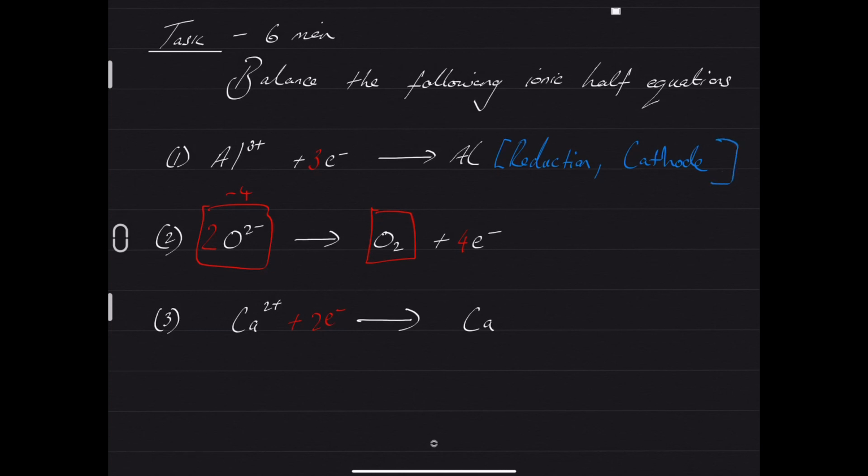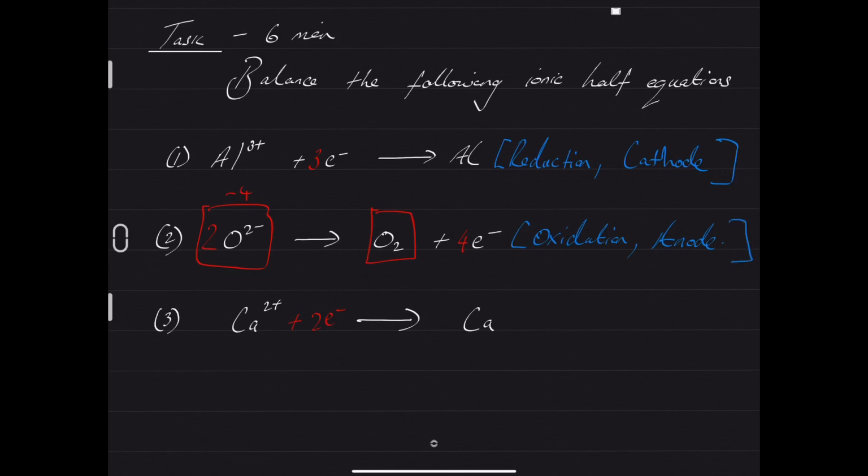Now number 2, we have O2-, which is a negative ion, and it has lost 4 electrons to give us a diatomic O2 molecule. So if it's lost electrons, we say this is an oxidation reaction. Oxidation reactions happen at the anode. The anode is positively charged, therefore negative ions are going to be attracted there.